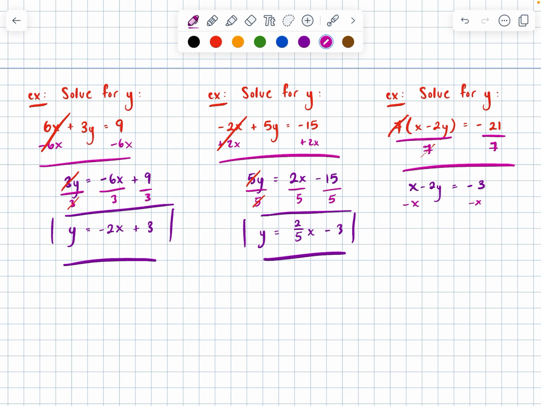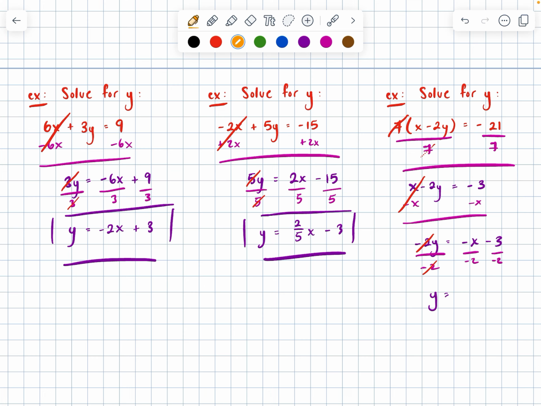Let's subtract x from both sides to get closer to our negative 2y. I've got negative 2y equals negative x minus 3. Last move, let's divide everything by negative 2. Well, negative 2 divided by negative 2, I'm just left with the y on the left.